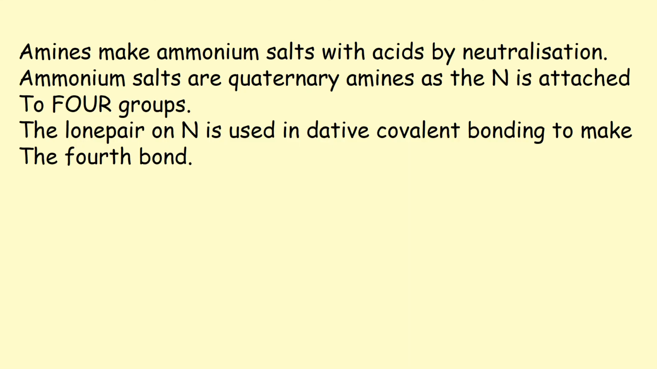So, this is your final slide. Amines make ammonium salts with acids by neutralization because amines are bases. They react with acids by neutralization reactions to make salts. Now, ammonium salts are what we call quaternary amines because a nitrogen is attached to 4 groups in this case. We've come across primary, secondary, tertiary, which are 3 aliphatic amines. We've come across aromatic amines. This is now your quaternary amine because nitrogen is attached to 4 groups. Now, the lone pair on nitrogen is used in dative covalent bonding to make the 4th bond. So there's been a lot of repetition here.